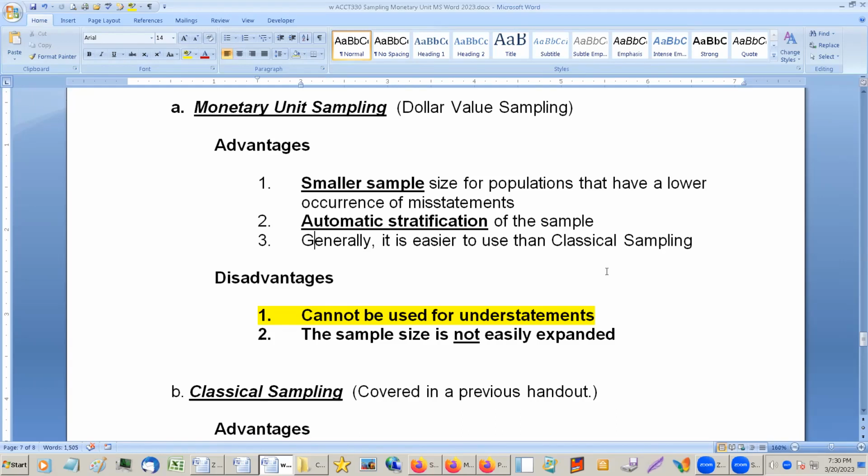You want to get more sure of yourself before you go in to talk with the client about possibly having the books off. You can't really do that with monetary unit sampling, and there's a good reason why. You'll notice that if you change the sample size, you're also going to change the interval. You're going to choose different items. If the interval goes from 100,000 to 62,000 or whatever, you're going to pick different items when you pick your sample. So it's not easily expanded.